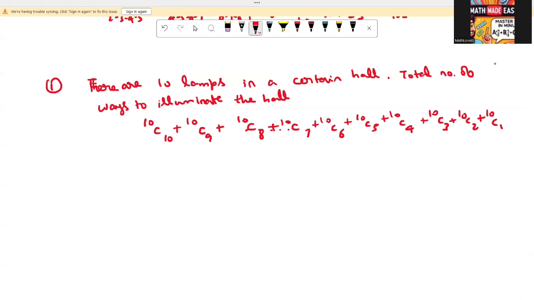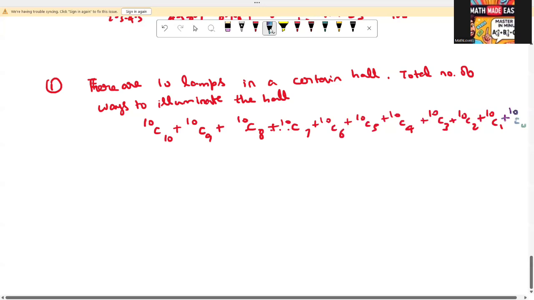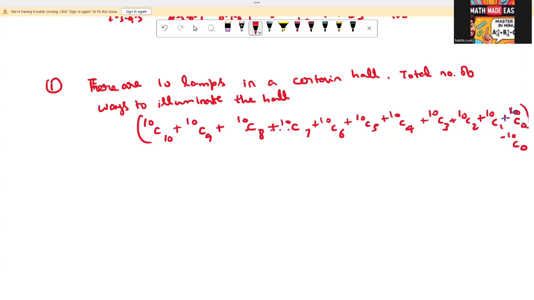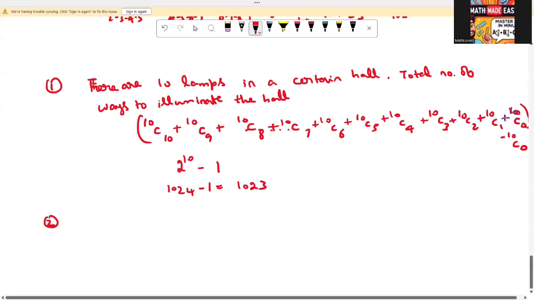But here I can see these are all the binomial coefficients of the 10th row. And I know the sum of all the binomial coefficients of a particular row will give us 2 to the power n. So if we insert 10C0 for our property and also remove it, this will be useful for our calculation. 10C10 to 10C0, by the property, if they all add up, you will get 2 to the power 10 minus 10C0, whose value is 1. So 1024 minus 1, 1023 becomes our answer. That will be the total number of ways you can illuminate the hall.